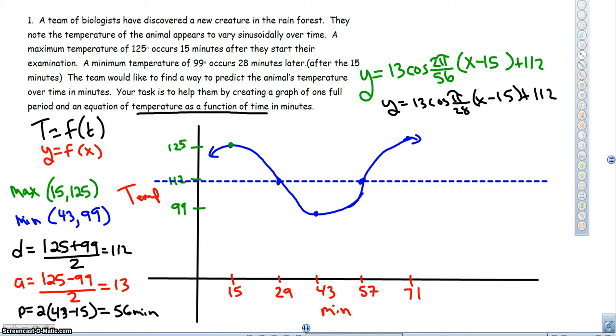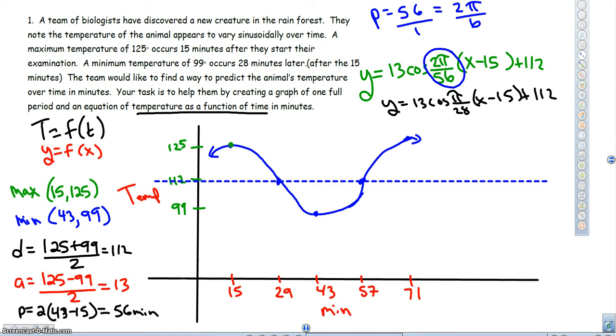So if you know that the period is 56, then your B value is always going to be 2 pi over B, which equals the period. So if I know the period is 56 and the period is equal to 2 pi over B, then I can solve for B and write it as 2 pi over 56. So that's how I got the B value here. And then I reduced it. So that's my equation, and that's really my rough sketch.